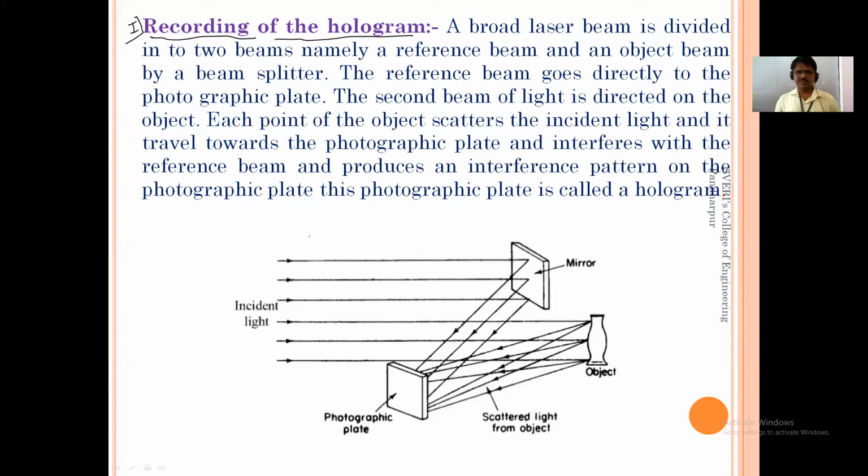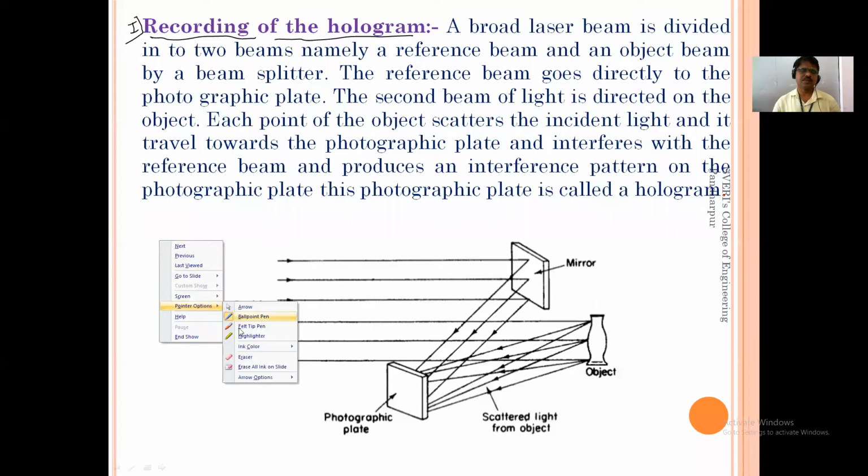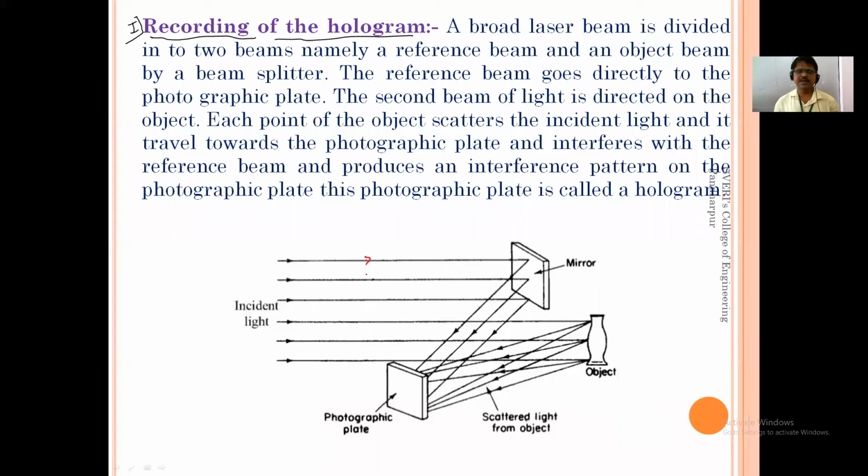See here, listen please, don't write anything. See here, this is a laser beam. It splits into two beams. We call it the reference beam. This reference beam is directed towards the mirror and it is reflected from the mirror and directly incident on this photographic plate.